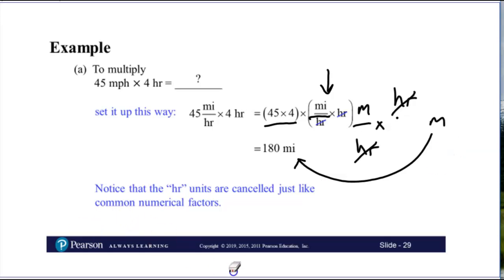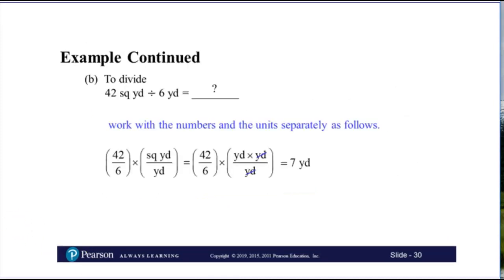Okay, like I said, that's going to be really useful when we are working in the next section. So let's look at this example then. If we want to divide square yards by yards, again, we'll take 42 divided by 6. We'll take our square yards and divide them by yards. The yards cancel out, and we end up with just yards. Because square yards, remember, is yards times yards, and that's the same thing. So, all right, we will move on to the next section.